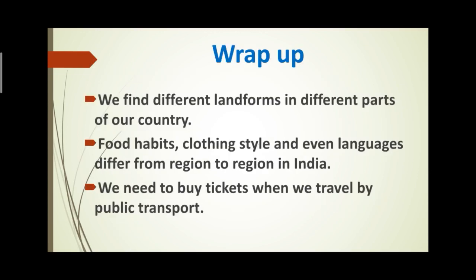Now, wrap up. We find different landforms in different parts of our country; food habits, clothing style, and even languages differ from region to region in India. We need to buy tickets when we travel by public transport. So, in this chapter, we saw that Aruna and Akash traveled by their private transport and they saw the deserts, plains, hills and mountains and the last coastal area. They enjoyed the natural views of these regions a lot and that's why the journey is a memorable one.